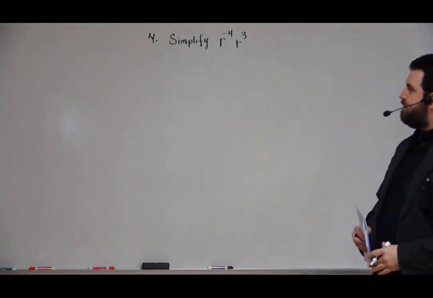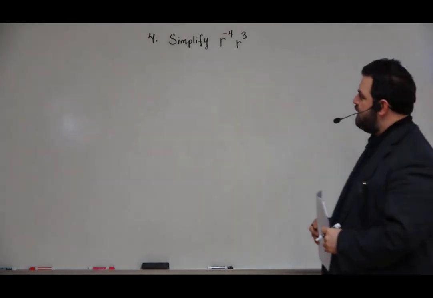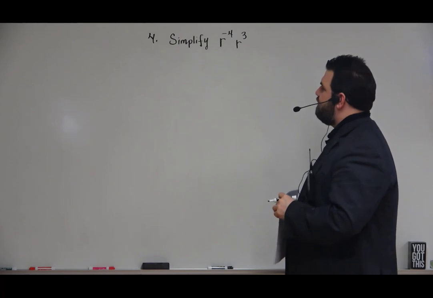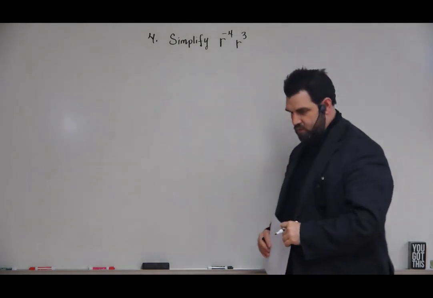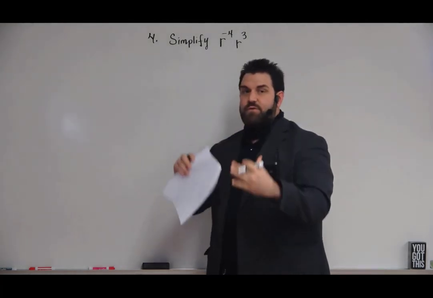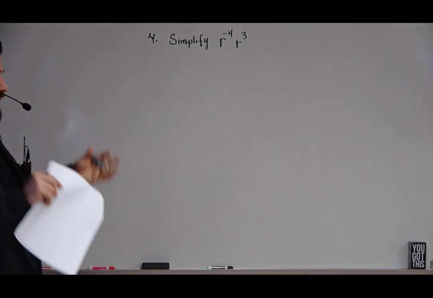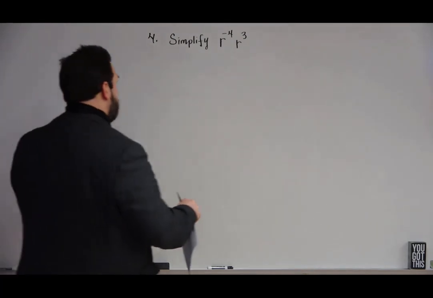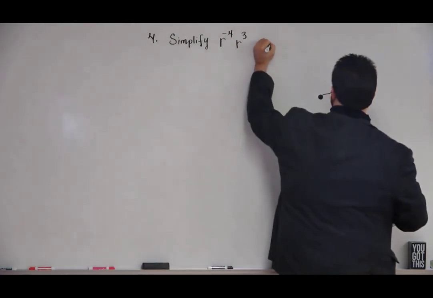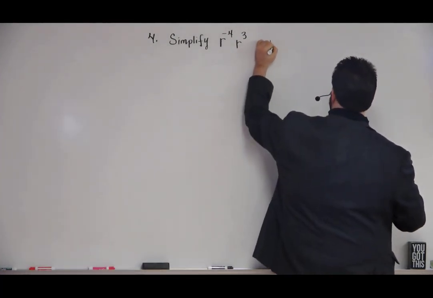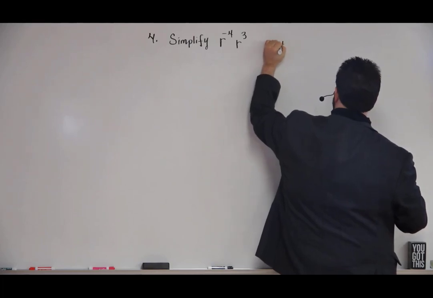All right, ladies and gentlemen, back to the problem. Simplify r to the negative 4th times r cubed. What we need to do here is use both the product rule and the negative exponent rule. So it might be useful to recall what the negative exponent rule says.